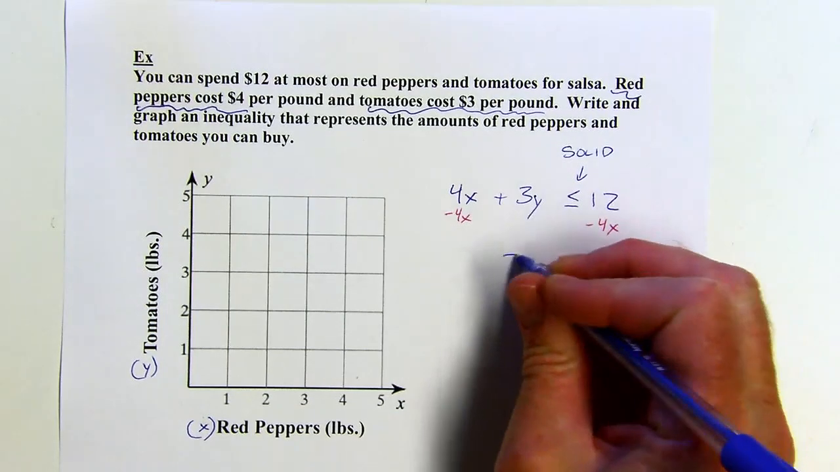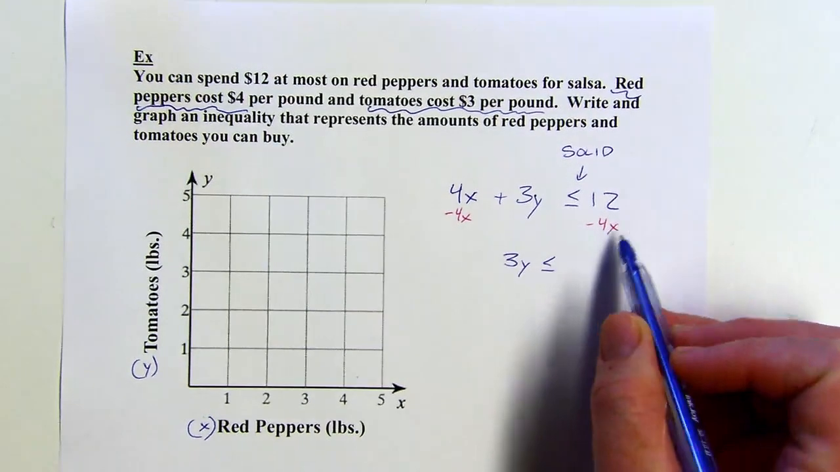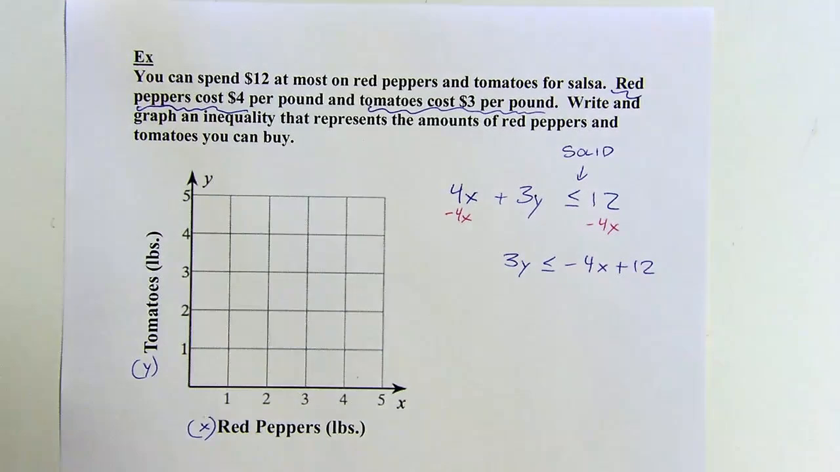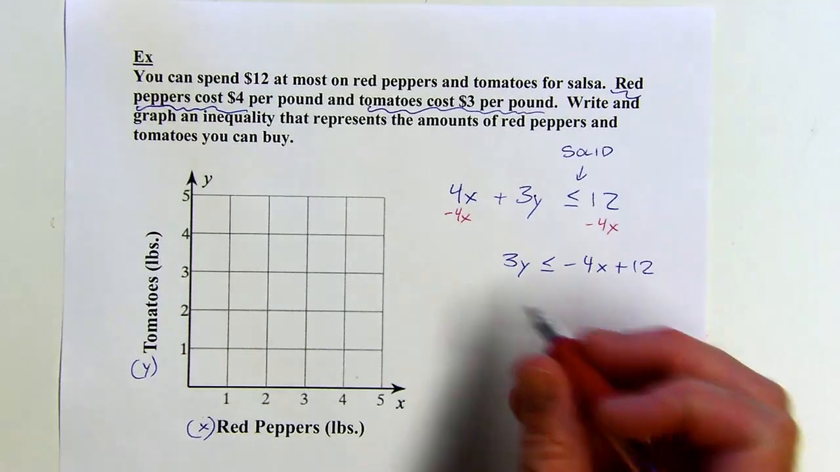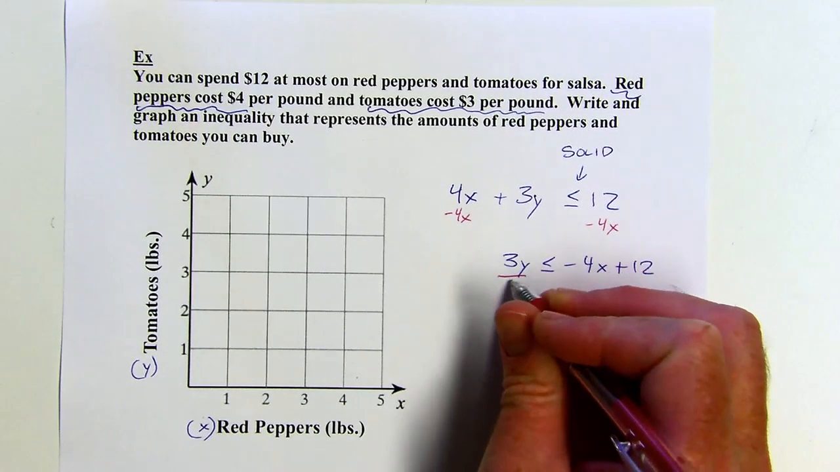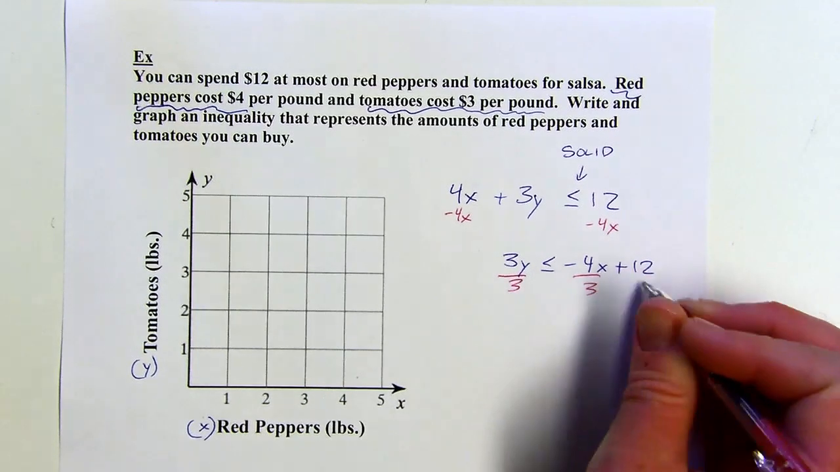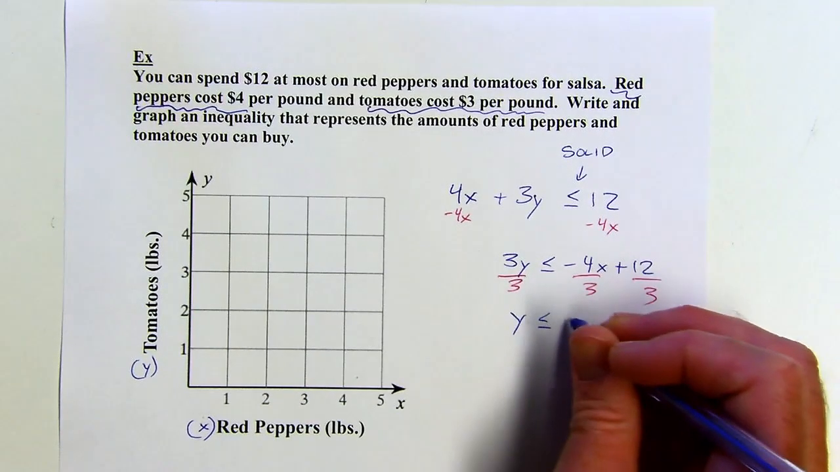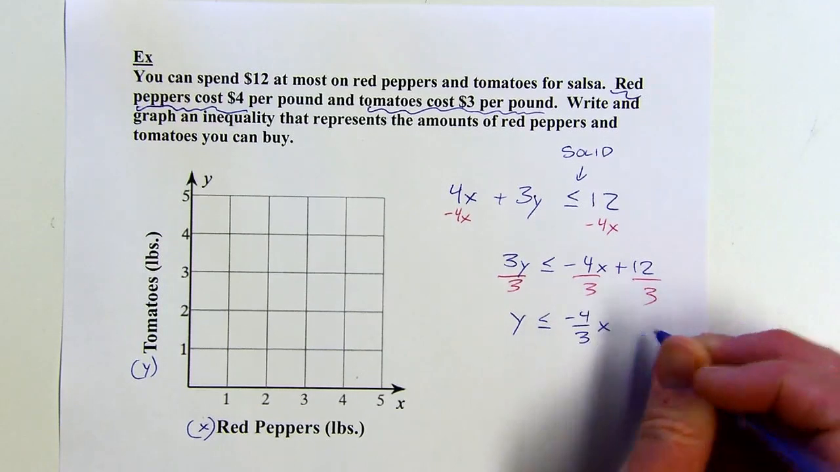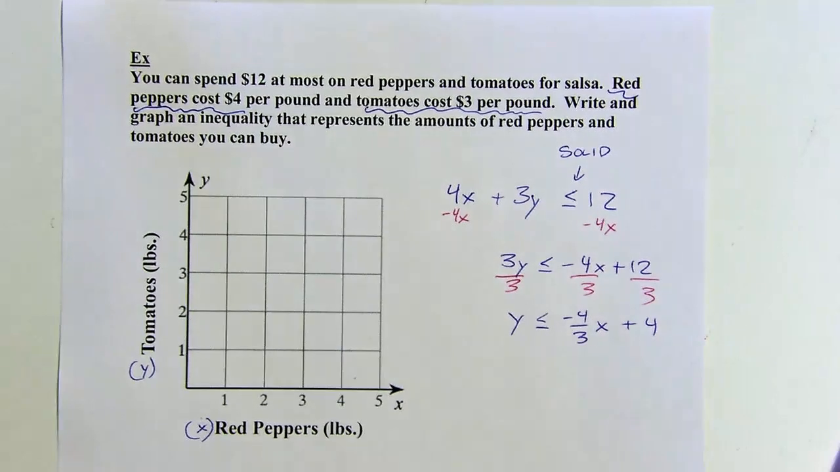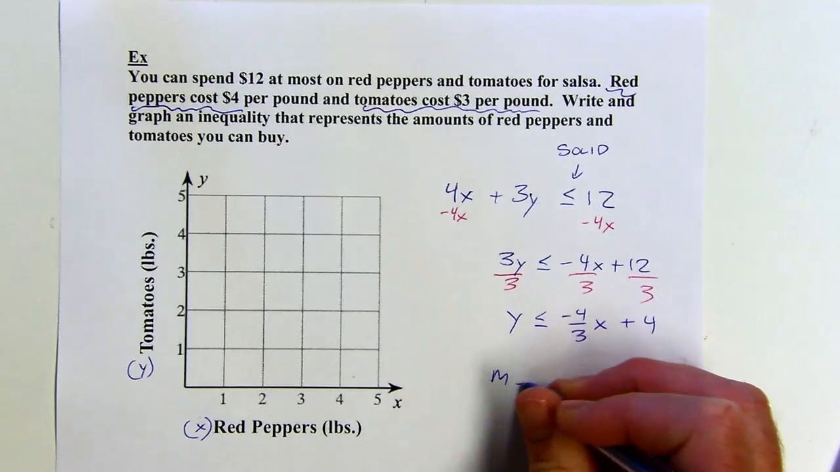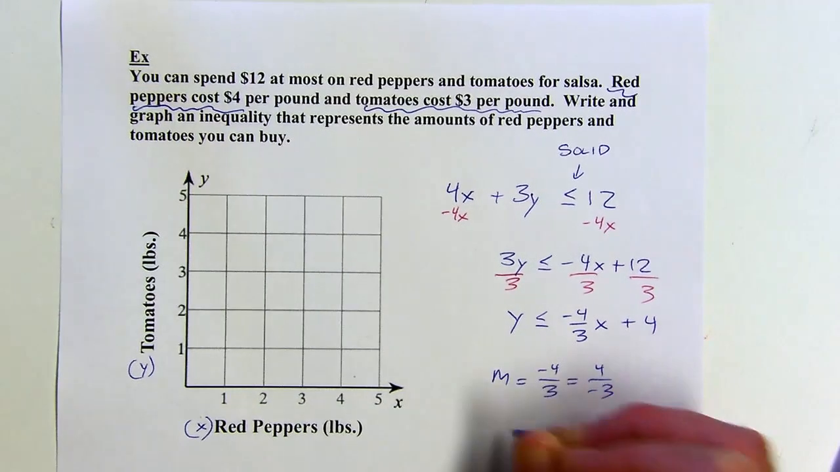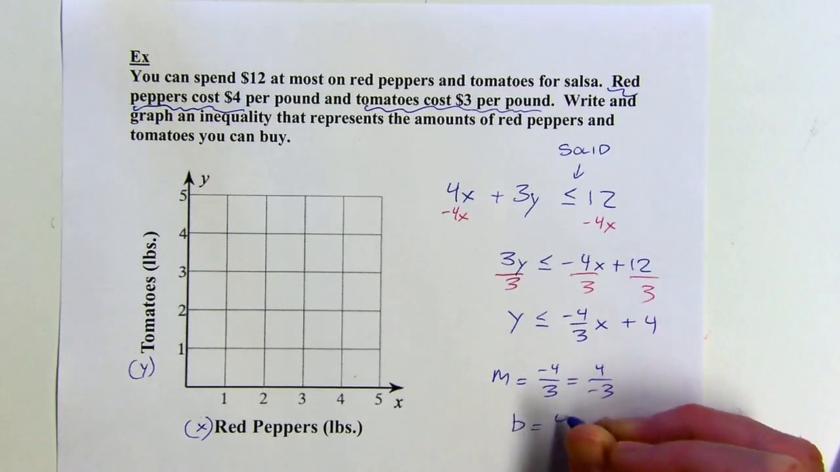All right, so 3y is less than or equal to, I want to put the negative 4x in front of the 12, like that. Those aren't like terms, so I can't combine them. But now I want to isolate the y. So I'm going to divide everything by 3, and I've got y is less than or equal to negative 4/3 x plus 4, okay? So my slope, I can think about as negative 4/3 or 4/-3. And my y-intercept then is going to be 4, okay?